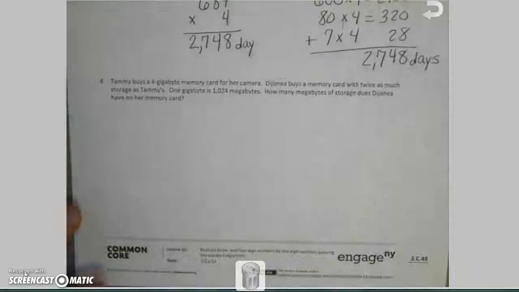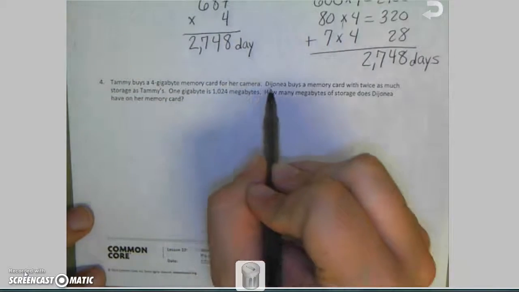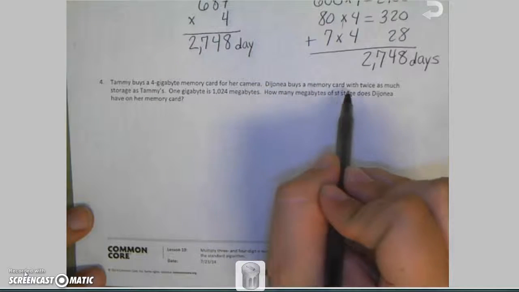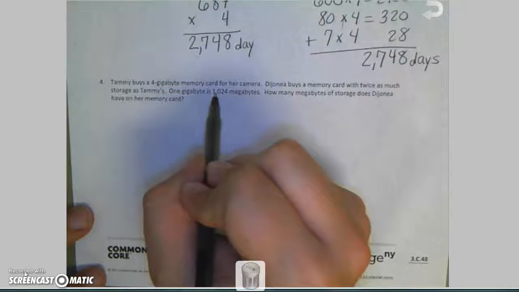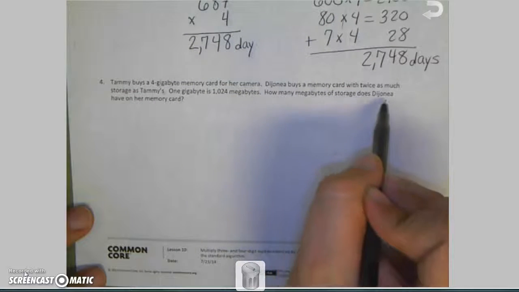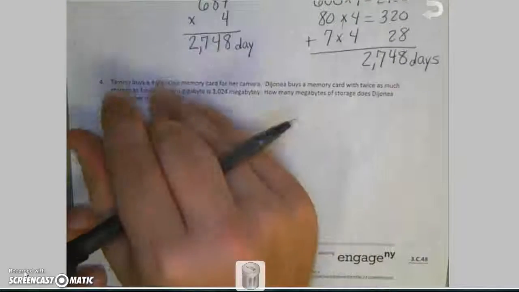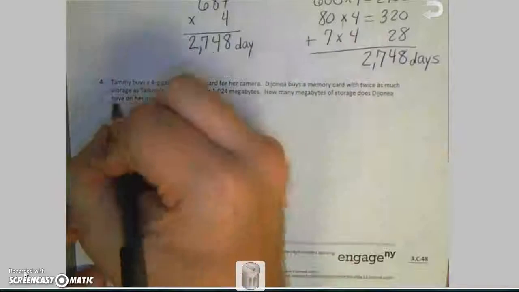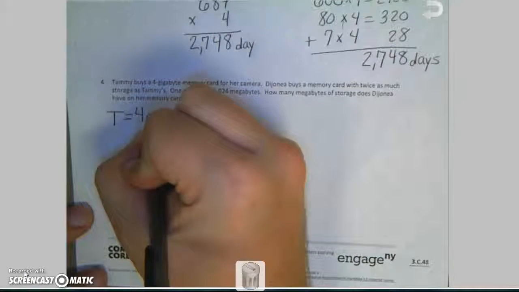And the final question. This one's probably the most challenging one, but we're going to take it little bytes at a time. So it says Tammy buys a 4 gigabyte memory card for her camera. Dejanay buys a memory card with twice as much storage as Tammy's. 1 gigabyte is 1024 megabytes. How many megabytes of storage does Dejanay have on her memory card? So there's a lot of information here. So I'm going to pull out the information to make it easier to work with. So I know Tammy, which I'm going to use T, has 4 gigabytes.